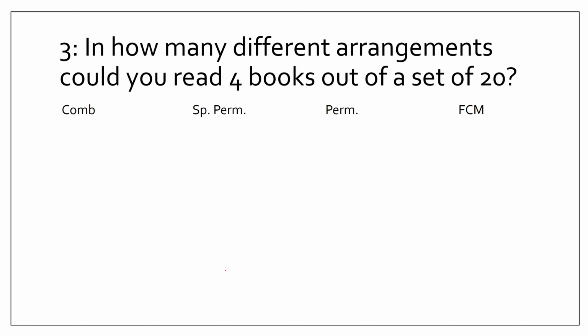A third example, in how many different arrangements could you read 4 books out of a set of 20? So now that I have the word arrangements here, it definitely does matter. Am I going to read Twilight first and then Divergent? Or am I going to read Divergent first and then Twilight? That's a different arrangement. Arrangement means order definitely does matter. And since order matters, I definitely don't have a combination.